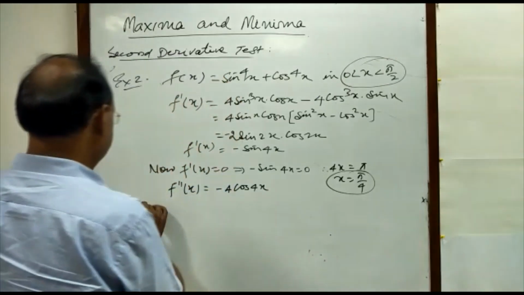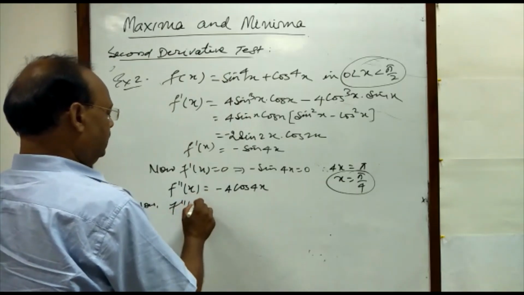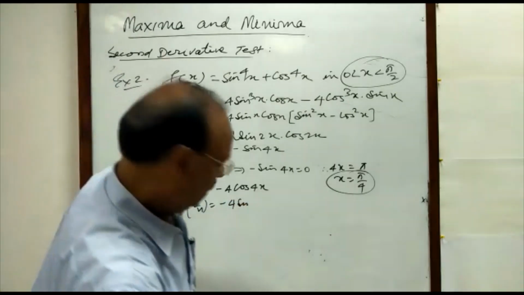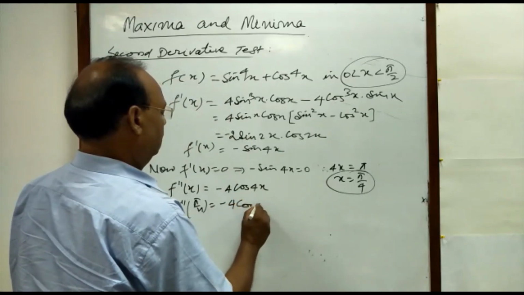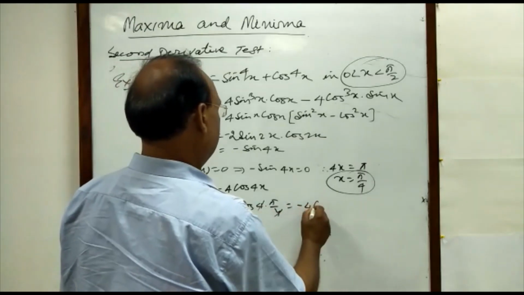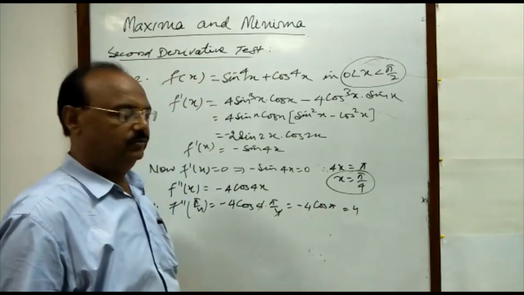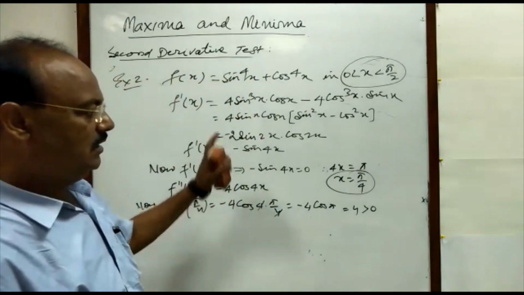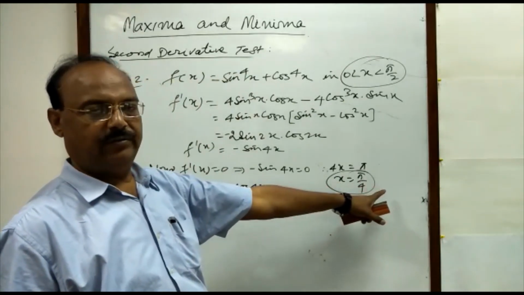So now f double dash at x is equal to pi by 4. This is minus 4 into cos of 4 into pi by 4. This is minus 4 cos of pi, and this is equal to 4. So this is greater than 0. So the function has local minima at x is equal to pi by 4.